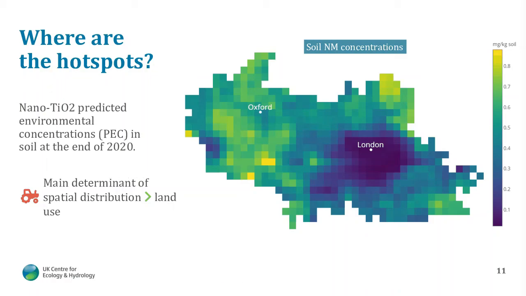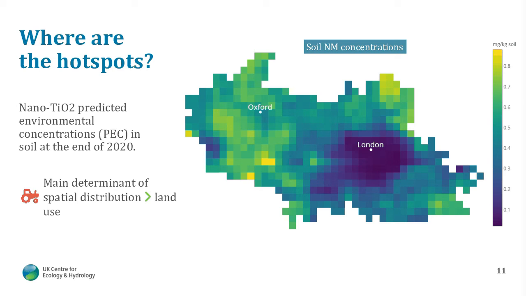So it's a spatial model, which means that we can produce maps, spatial distributions of nanomaterial concentrations. And this heat map is a map of the Thames catchment, and each of the grid cells represents the concentration of nano-titanium dioxide in soil at the end of 2020, so at the end of that 20-year model run. The colour of the grid cell represents the concentration, and the more yellow the grid cell, the higher the concentration. And so you can see clearly that the urban areas around London specifically have lower concentrations of nanomaterials in soils, and the more rural areas outside have higher concentrations.